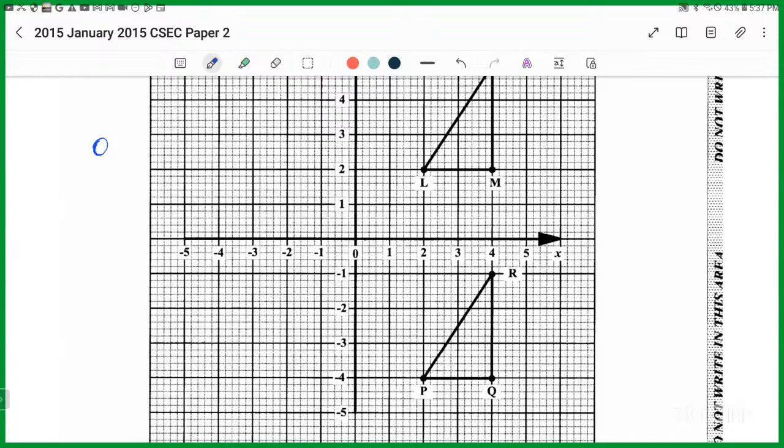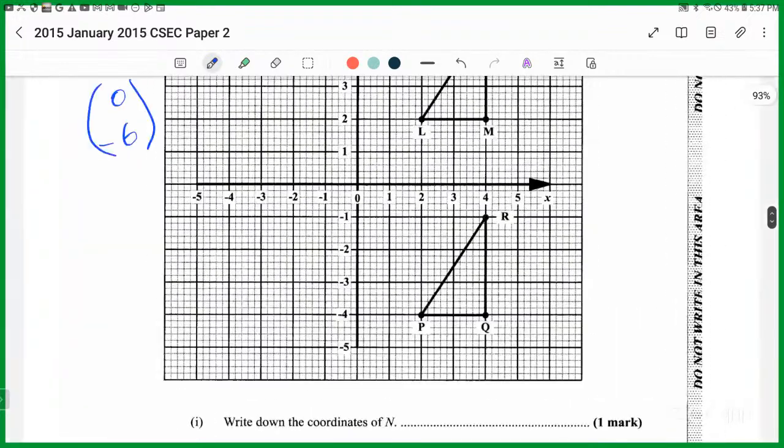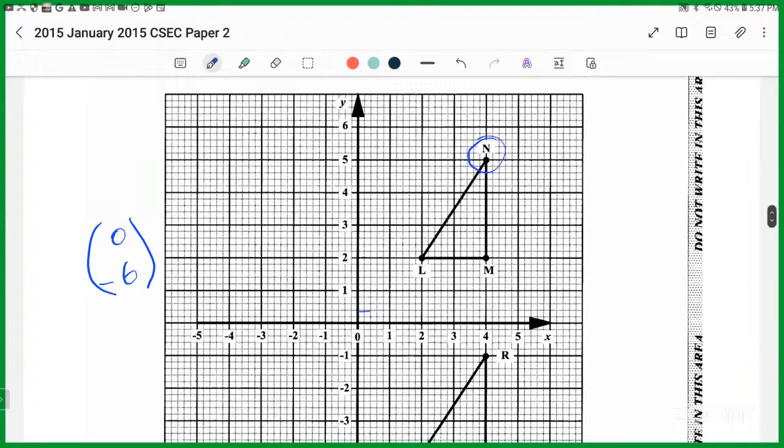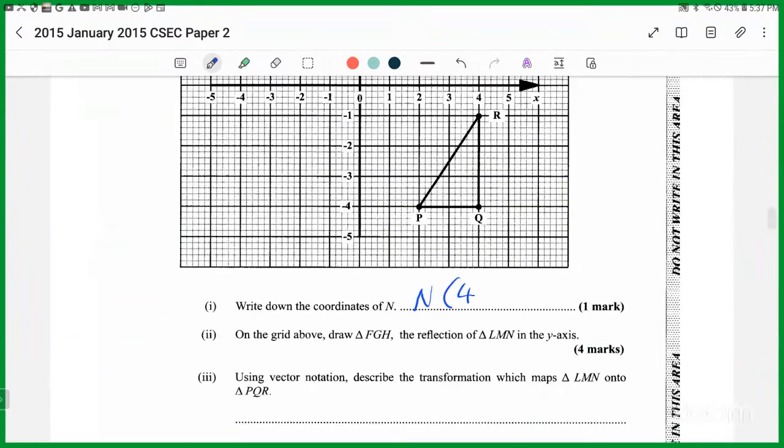That would be (0, -6). All right, that's what they asked us. Now it says write the coordinates of N. N is this point right here. That is 4, 5. So N is the point (4, 5). Then it says on the grid, draw FGH, the image of LMN, a reflection in the y-axis.